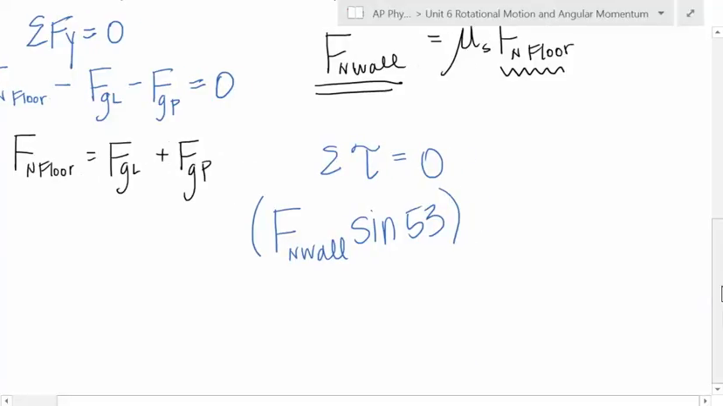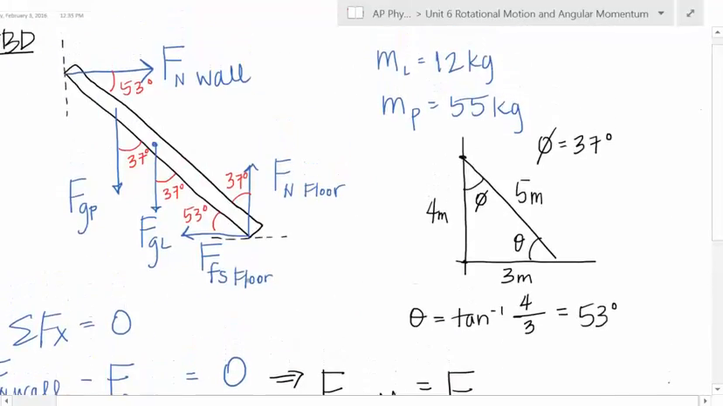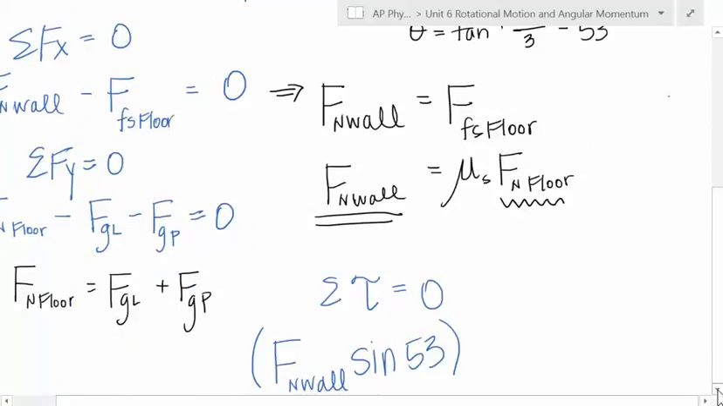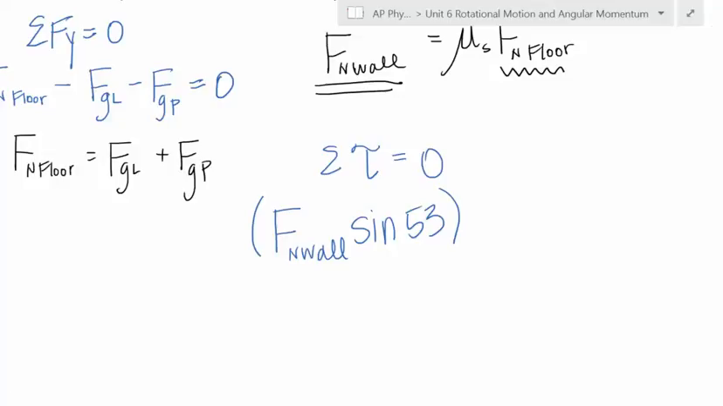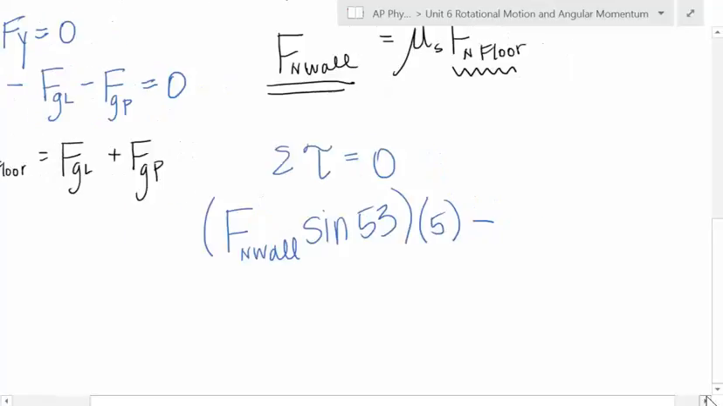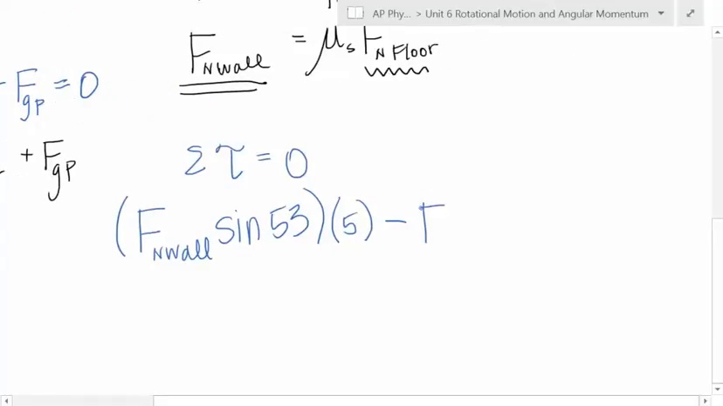Well, the wall compared to the pivot point, which is going to be down here. 5 meters, that's right, the whole length of the ladder. I'll spell out pivot. Okay, so then this would be 5. All right, then minus, why am I going to subtract the torque from the gravitational force of our painter?